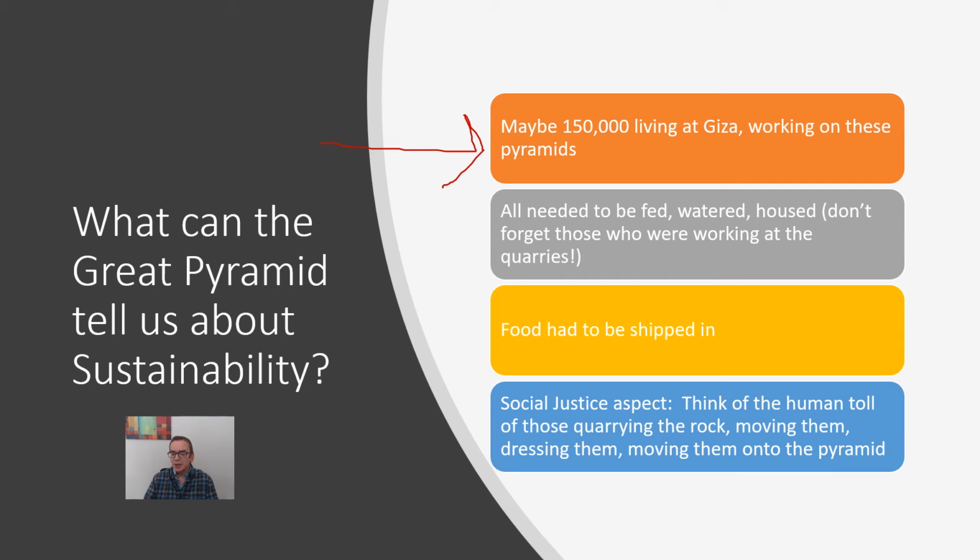And of course, one thing you really want to think about is what we could call the social justice aspect of this, which is the people who are working on this building. What kind of toll was this taking on them as they were quarrying the rock? And then you have to think about the whole process. They dig out the rock. They then shave it down to the right size. Then they move it. And then they do the final dressing or final fixing of the stone at the site. And then they move them up onto the pyramid to build it.